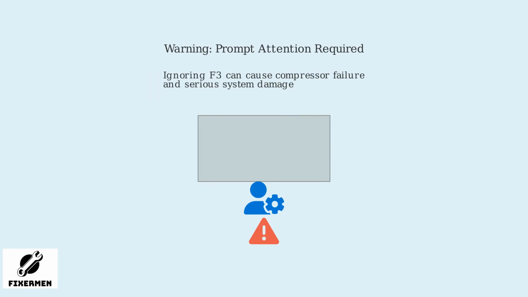The high-pressure switch is a safety device, and continued operation without resolution can lead to expensive compressor failure and other serious system damage.